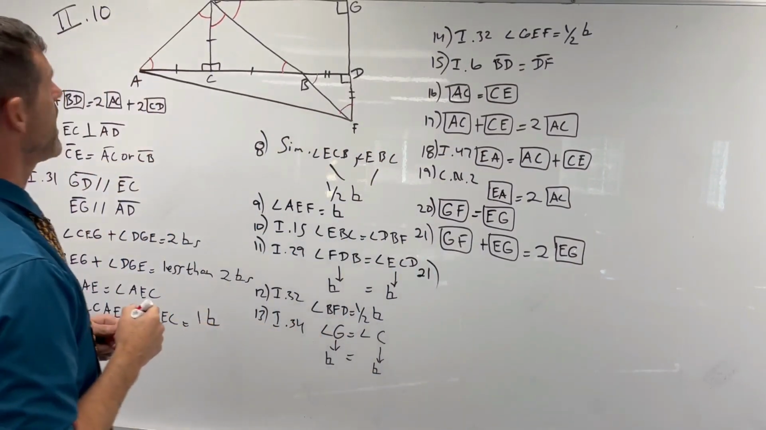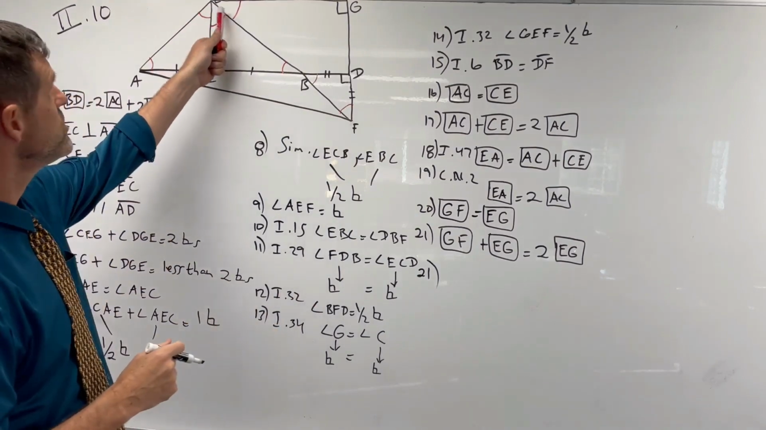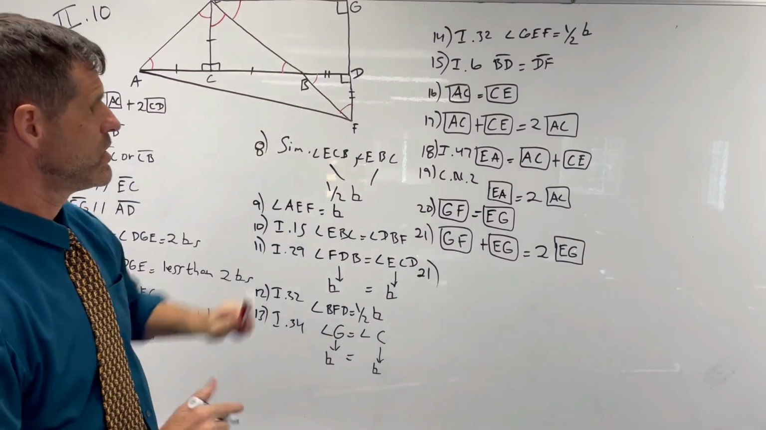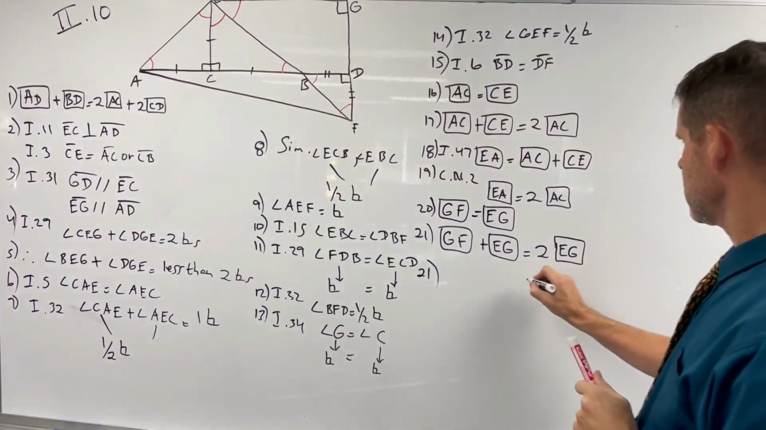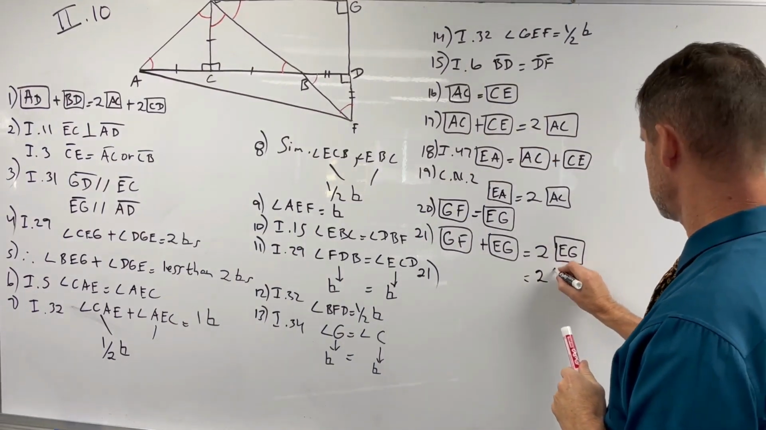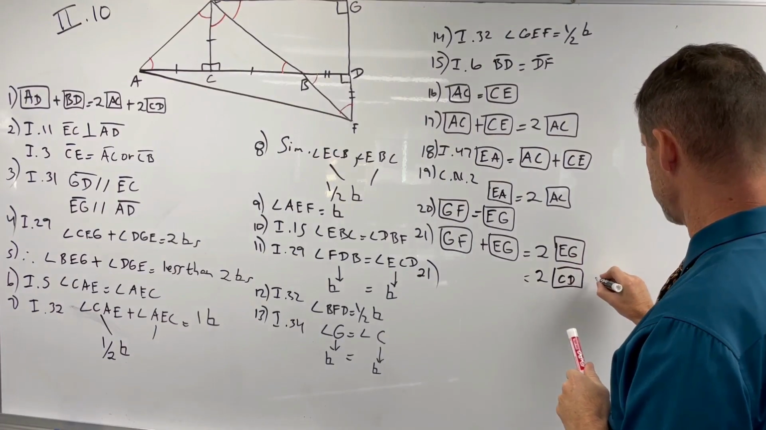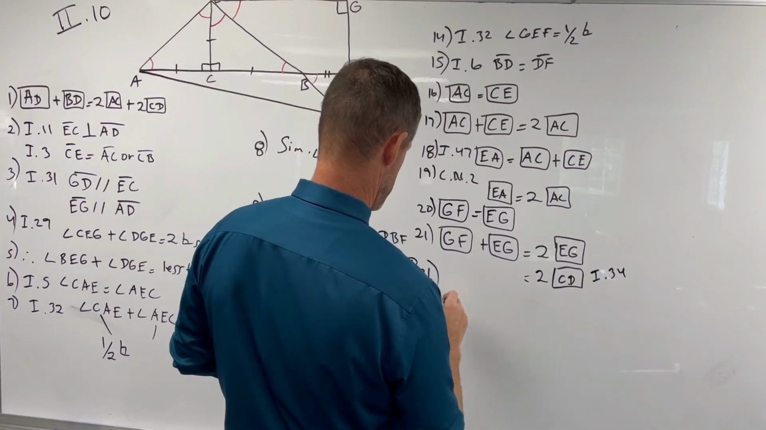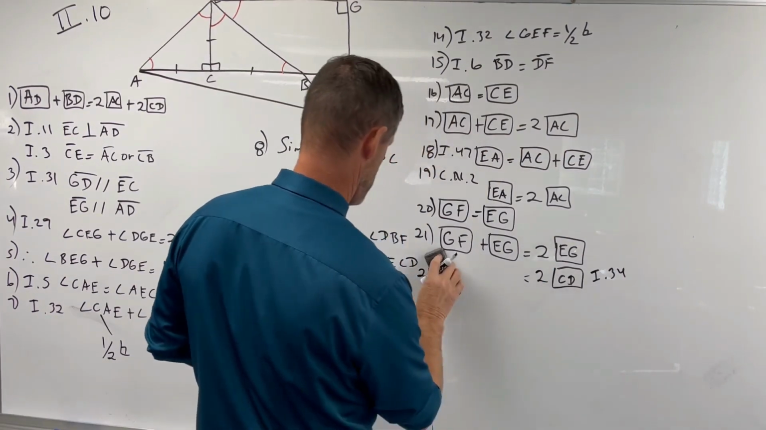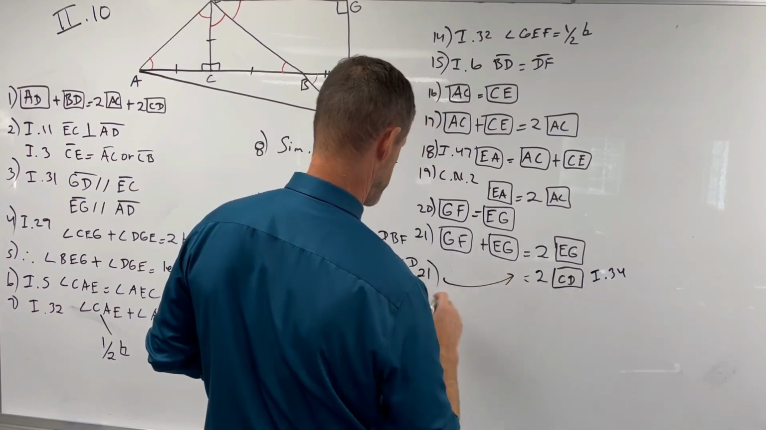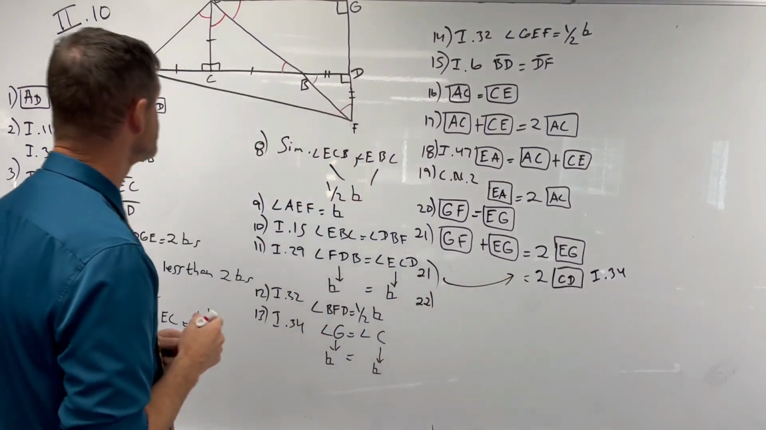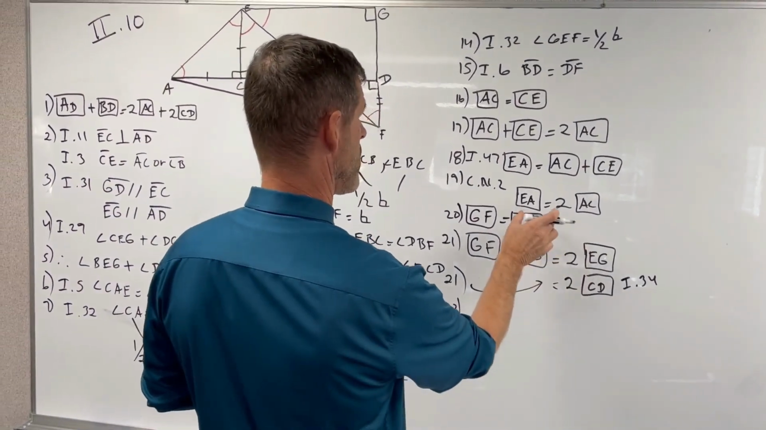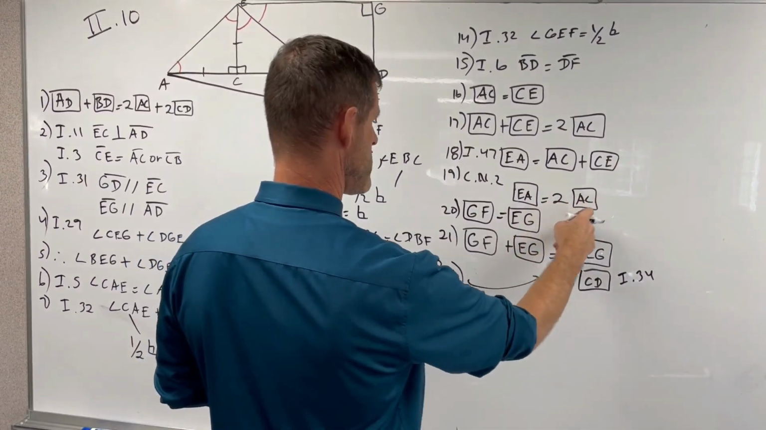Good. Now, actually, I'll say this right now. We know that because opposite sides in a parallelogram are equal, EG will equal CD. So we can replace twice EG with twice CD, and we can do that by Proposition 34. So that was for that step there, step 22.